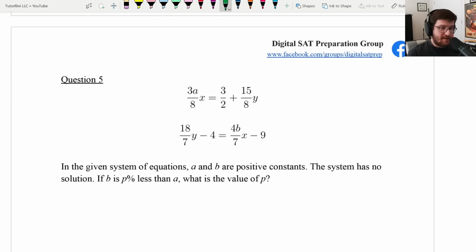Okay, question 5. This question actually tests us on 2 concepts: linear systems, how many solutions, and percent relations. I have videos going over both these things.